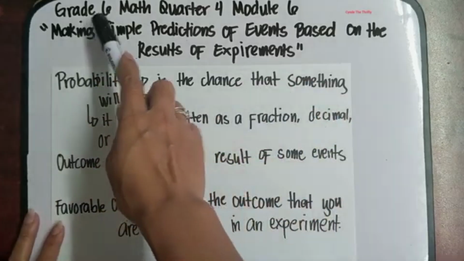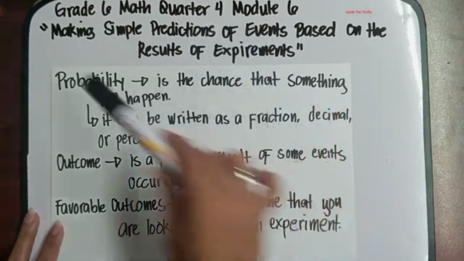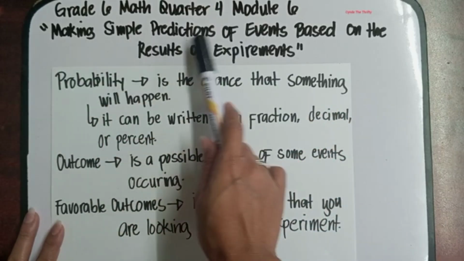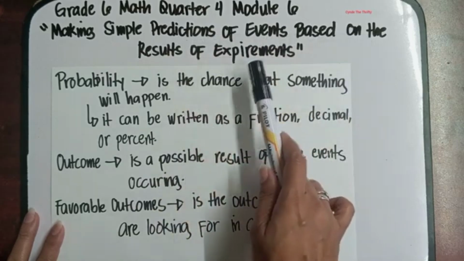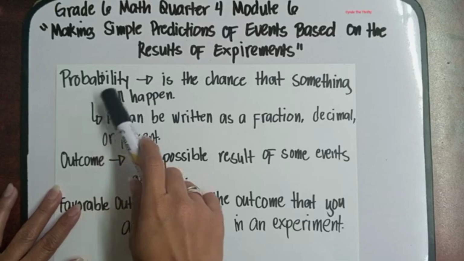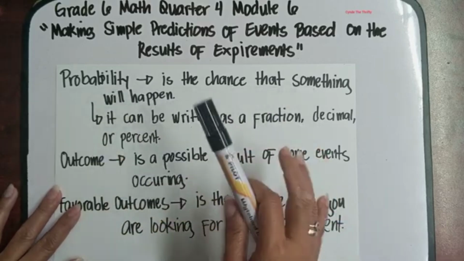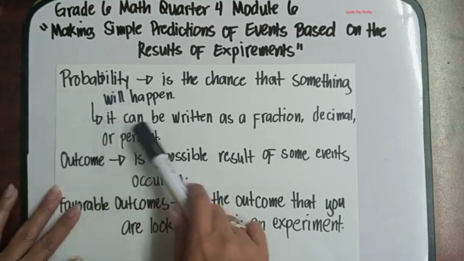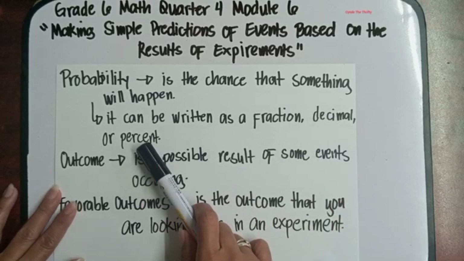So ngayon is grade 6 math, quarter 4, module 6. So module 6 na tayo sa math. And then, ang module 6 natin is making simple predictions of events based on the results of experiments. Okay, so ano yung probability? Is the chance that something will happen. Kapag nag-predict tayo, ang tawag natin doon is probability. And then, it can be written as a fraction, decimal, or percent.